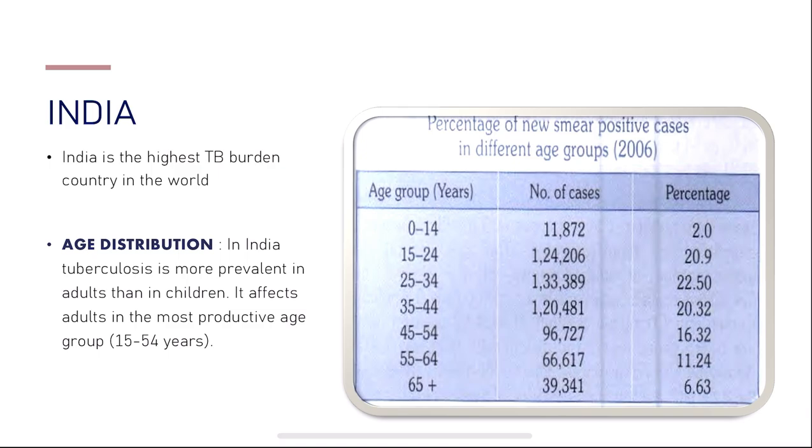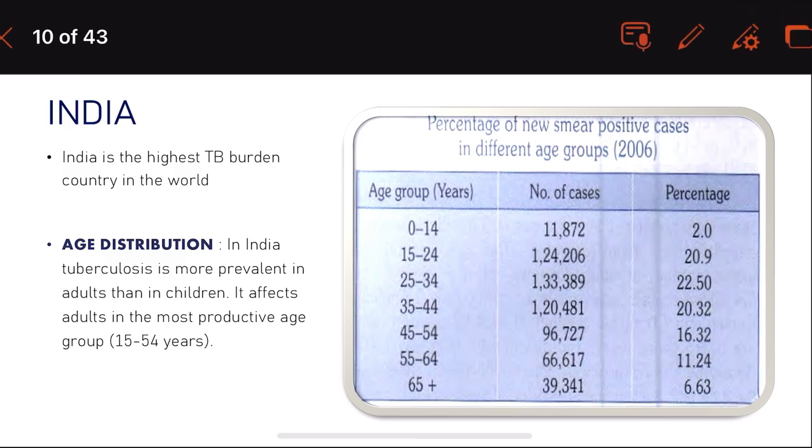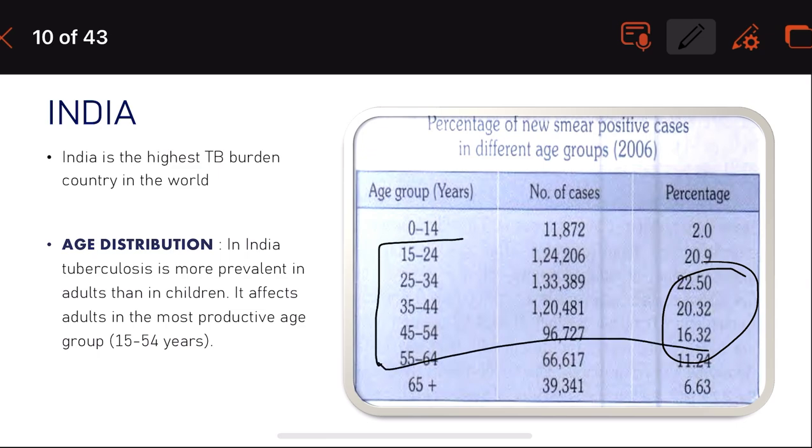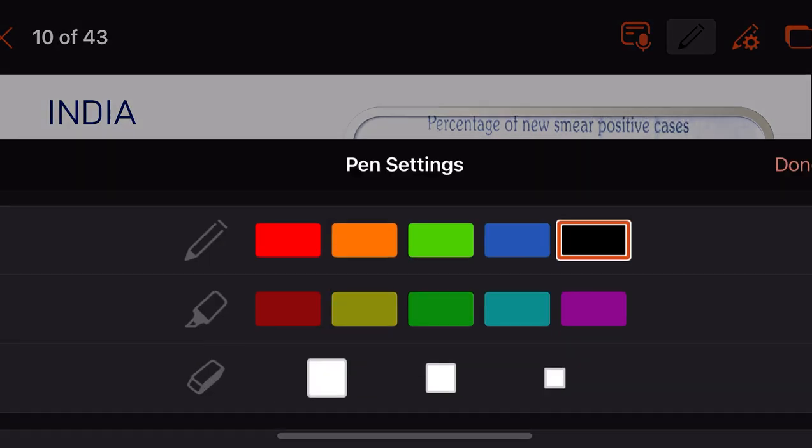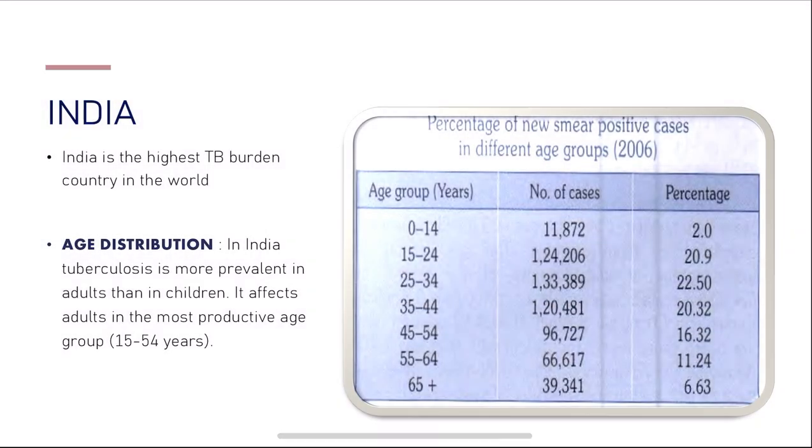So we have this table which is given in Park's Textbook of Preventive Medicine. We have the percentage of new smear positive cases in the different age groups. You can see the highest percentage is noted in the age group from 15 to 54 years: 20, 22, 20 and 16. So the highest rates are found in the age group 15 to 54.